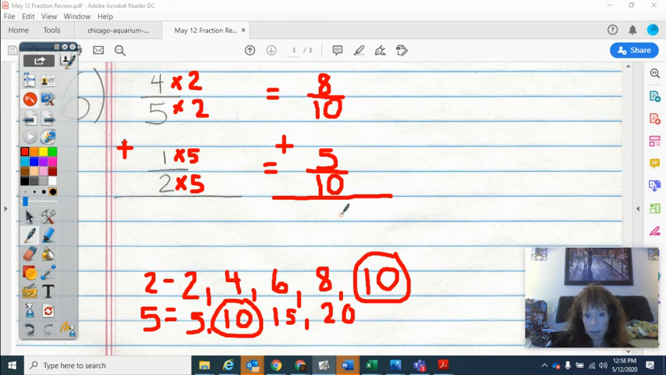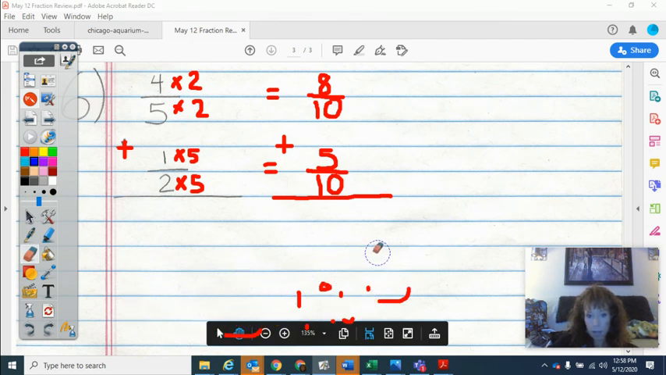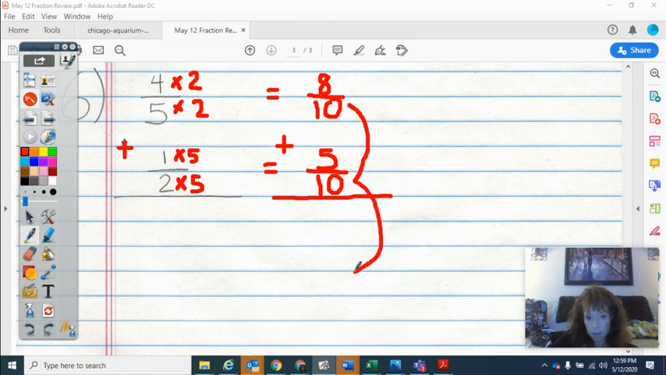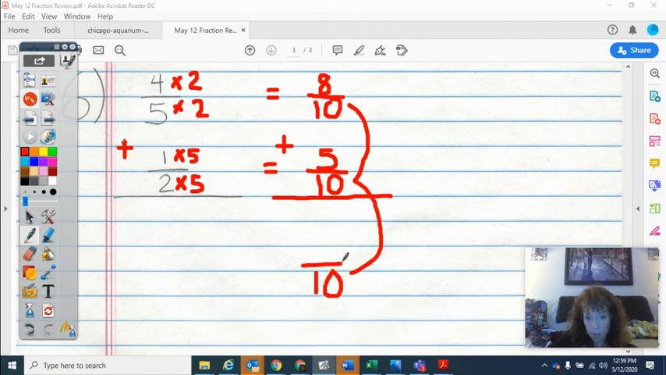Remember, same, same, same. So I'm not going to add my denominators, 10 plus 10. I am going to keep it the same. 10, 10, 10. And then I'm going to add my numerators. 8 plus 5 is 13.